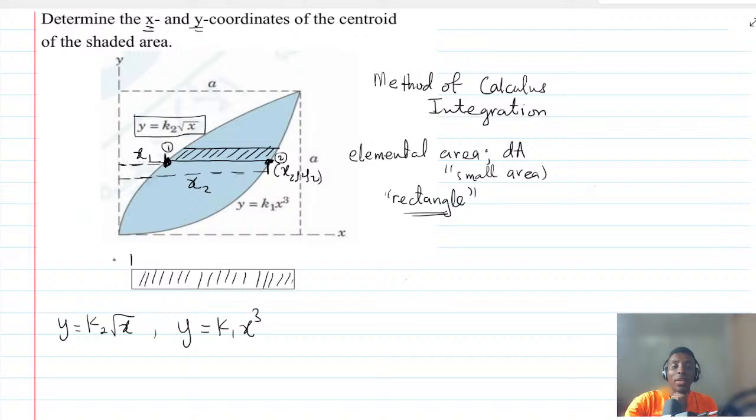So if we take the centroid and bring it down here, we can say that the entire distance here is x2 minus x1, and that gives us the length of the rectangle. But what will be the height? So what will be the height of the rectangle?